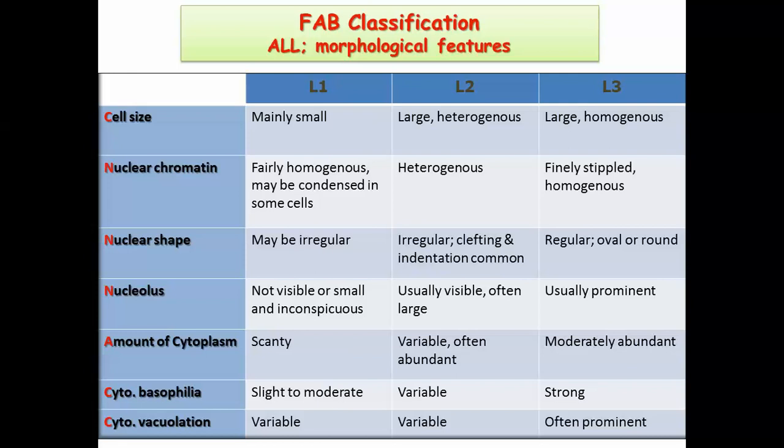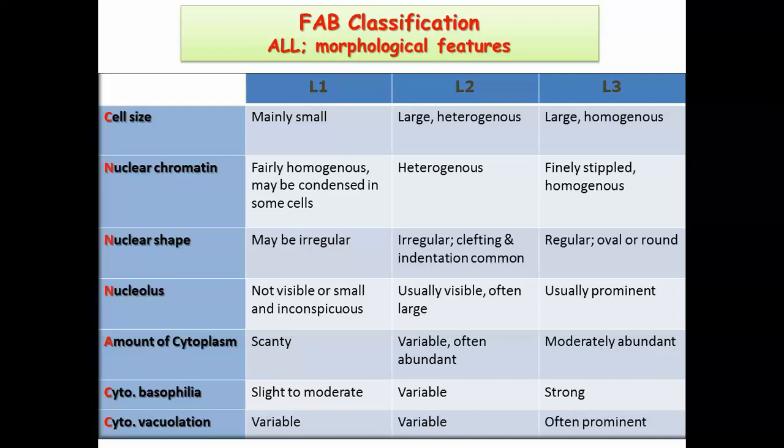As we mentioned, this table is the same speech, L1, L2, L3. Regarding cell size, L1 is small, while L2 and L3 are large and heterogeneous. Nuclear chromatin is fairly homogeneous in L1, maybe condensed in some cells, homogeneous meaning uniform with no clumping. In L2 it is heterogeneous, meaning not uniform. In L3 it is finely stippled, homogeneous. Nuclear shape may be irregular in L1; in L2 irregular and clefting, meaning nuclear clefting, indentation common; regular, oval or round in case of L3.